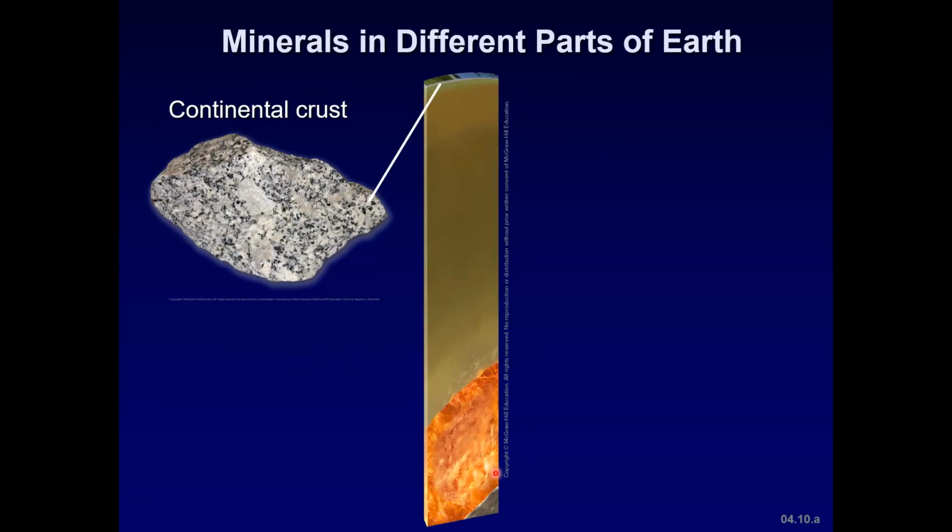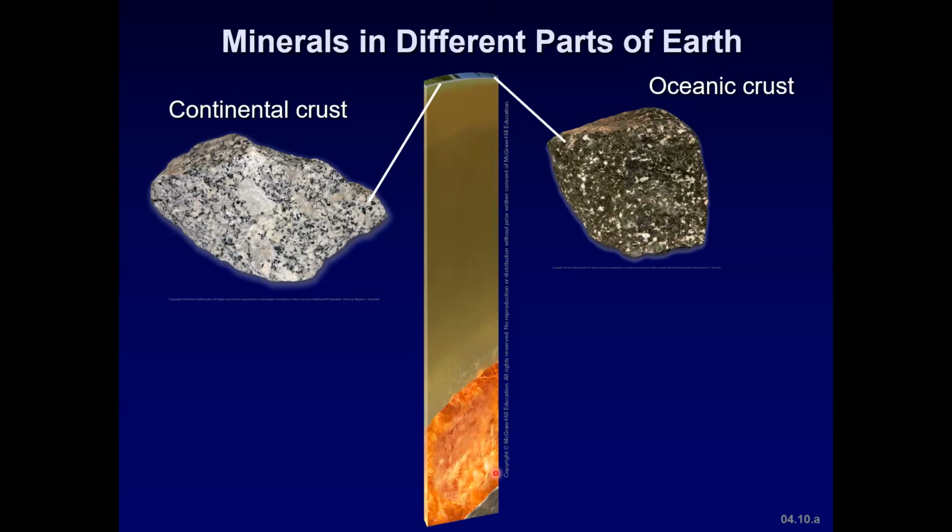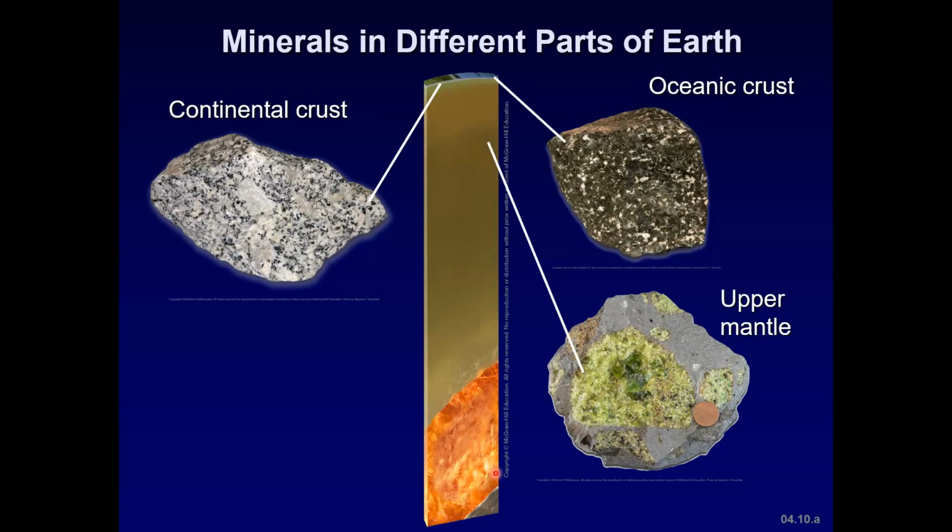We expect to find different minerals in different parts of the earth. So starting with continental crust, you'll see mostly light-colored silicate minerals such as quartz or feldspar in the upper crust. With oceanic crust, you'll see more dark-colored silicate minerals and calcium-rich feldspar. In the upper mantle, you'll see dark-colored and green silicate minerals.